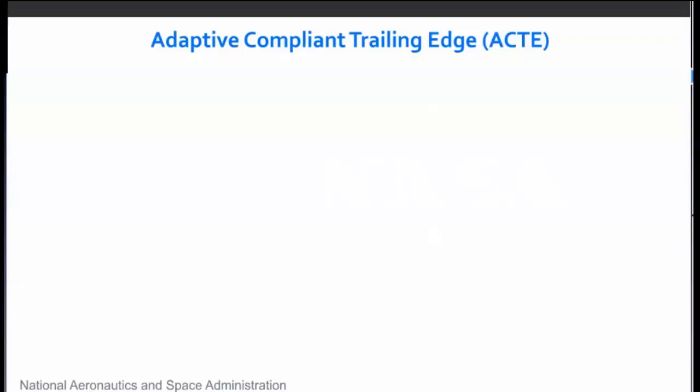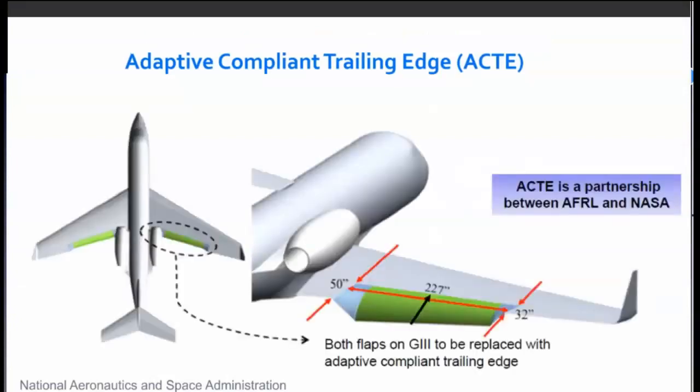So NASA, in partnership with the U.S. Air Force as well as Flexus, took and modified that G3, and this is the trailing edge, and they did it on both sides of the airplane. But you can see this section here where they replaced those flaps and put that flexible system in. And they took the conventional 19-foot long aluminum flap and put in the flexible ones.